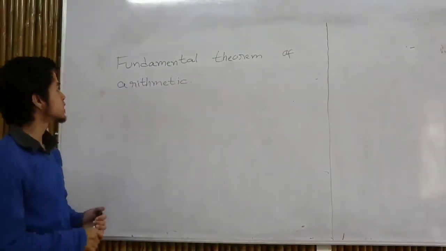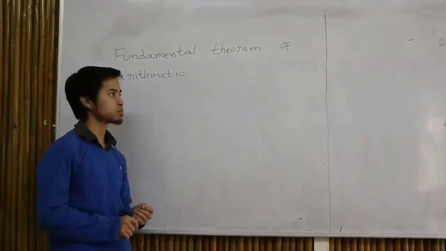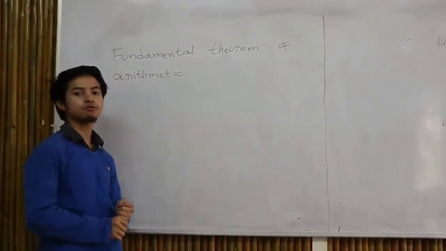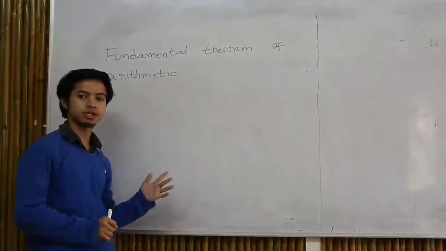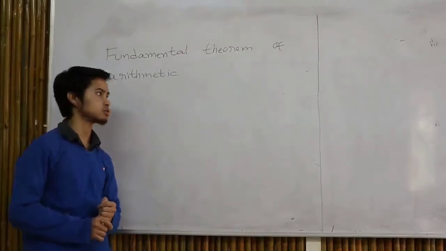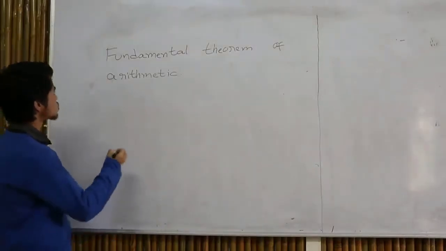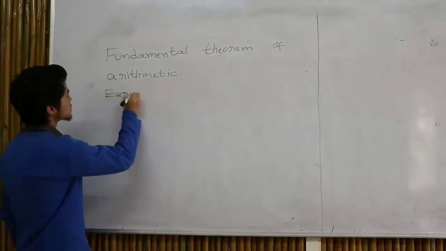This theorem states that every composite integer can be expressed or factorized as a product of its prime factors, and that factorization or expression is unique apart from the order in which the prime factors occur. Alright, so let me just write down what I just said.